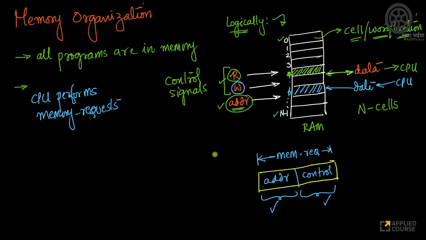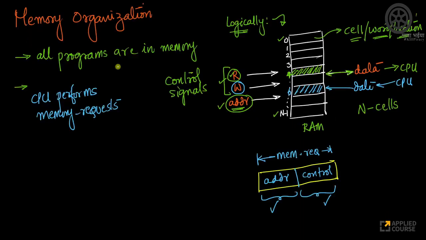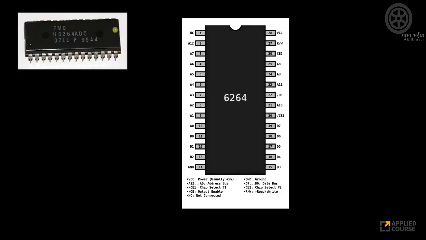So now let's look at memory chip internals. This is the logical view. This is how you can imagine or logically think of memory or RAM, or main memory for that matter. Now, how does it look internally? If you look at any memory chip, so for example, I'll show you this chip. This is one of the very popular memory chips called 6264. This chip number is 6264. Look at this.